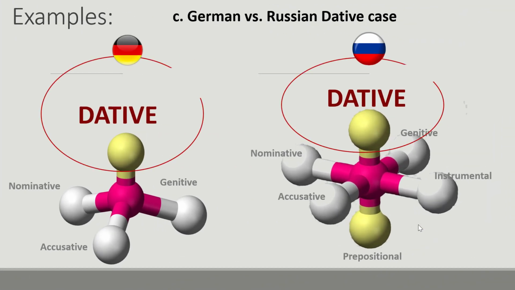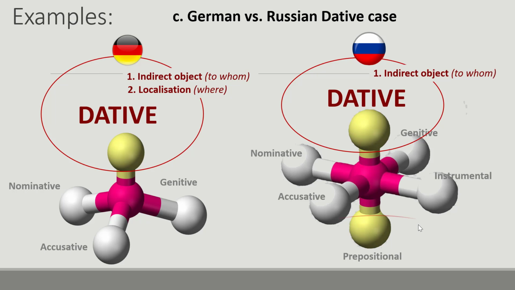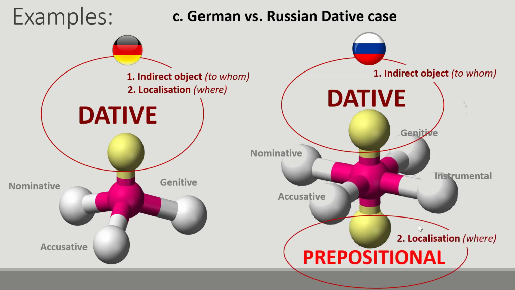One more example from grammar. In both German and Russian, there is a grammatical case called dative, but its value is not the same because it depends on the whole system of grammatical cases each language has. German dative covers the meaning of indirect object, whom, and localization, where. In contrast, localization is not a function of the Russian dative, only the meaning of indirect object, because another grammatical case, prepositional, is responsible for localization.